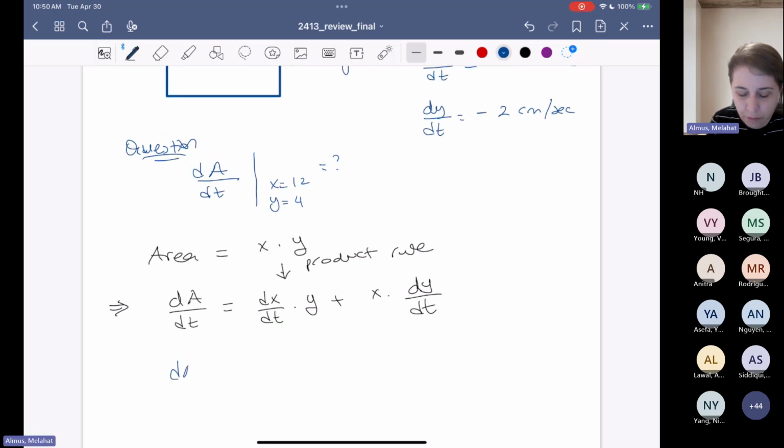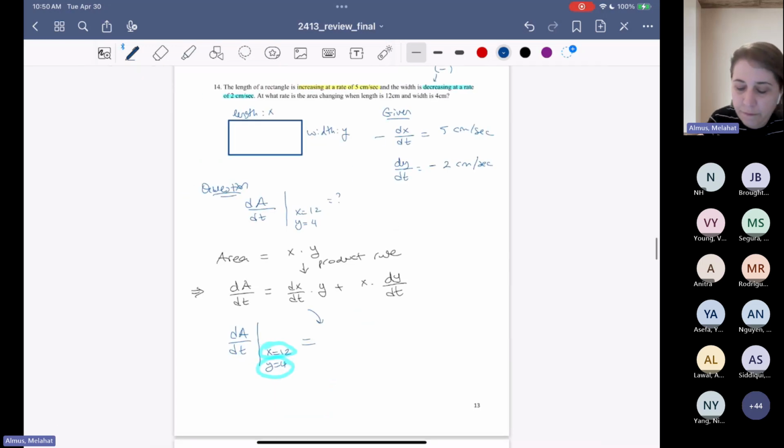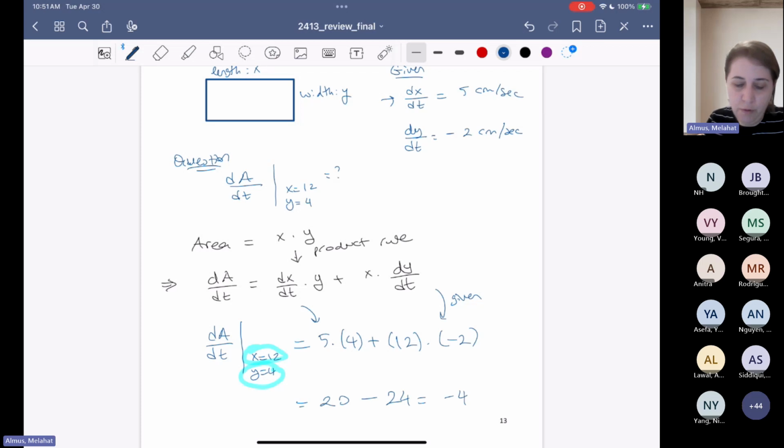Now let's plug in values. We want dA by dt when x is 12, y is 4. So that's what we're going to plug in for x and y. And how about dx by dt? It was given in the problem to be 5. So you're going to say 5. Y is 4. We are given here. X is 12. We are given to plug in 12 for x. And dy by dt is given as -2. That negative makes a difference here. Be careful. 20 minus 24 is -4. That is it. And this is our typical related rates problem. We did practice this a lot.